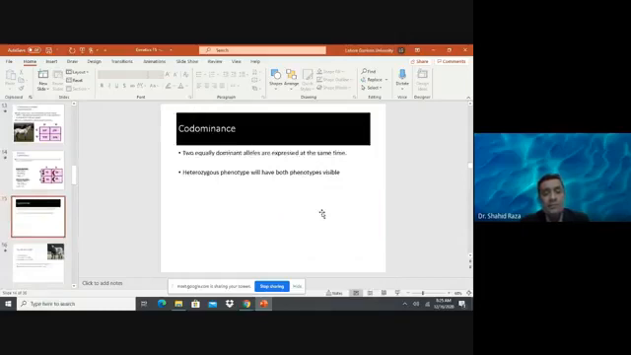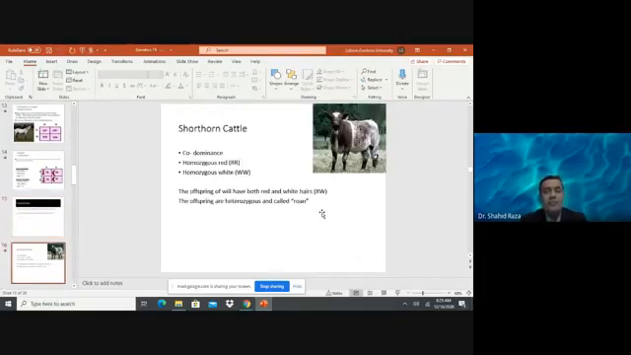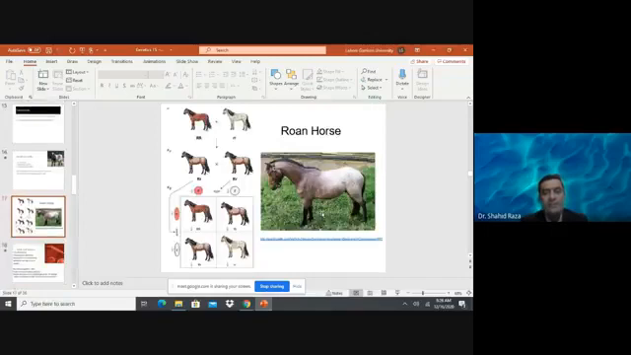So we can say that in codominance, two equally dominant alleles are expressed at the same time. The heterozygous phenotype will have both phenotypes visible. Another good example is short-horned cattle. In this case, we can see codominance: homozygous red, capital R, and homozygous white, capital W. The offspring of both have red and white hairs, and the offspring are heterozygous and called roan. Here we can see the roan horse.